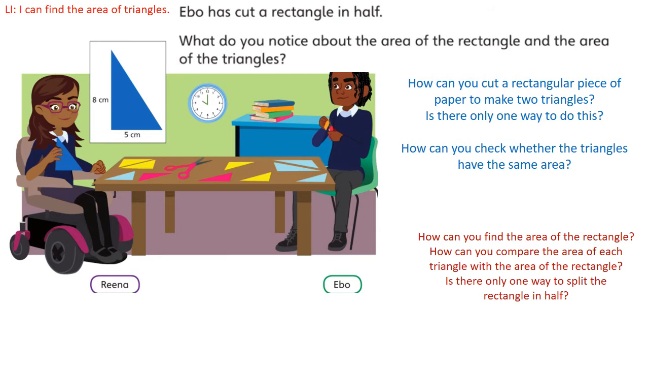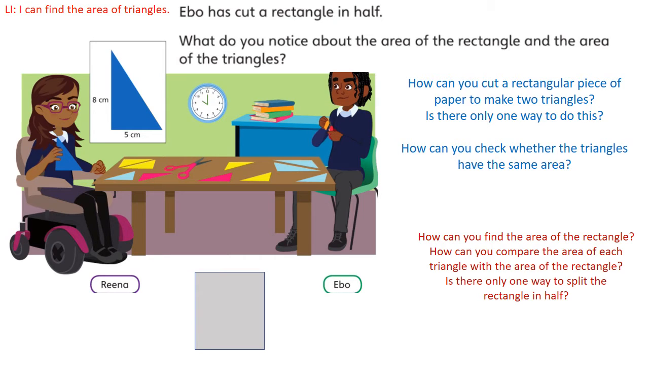So today's first problem. Ibo has cut a rectangle in half. What do you notice about the area of the rectangle and the area of the triangles? So if you can, get a piece of paper and draw yourself a rectangle. And then I want you to think about how you can cut that into two. So you have two triangles.